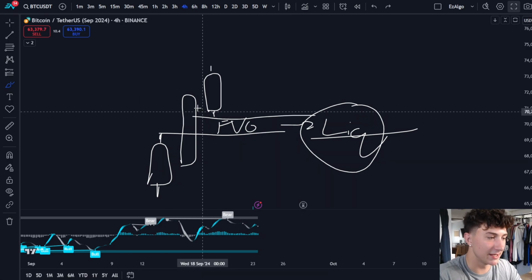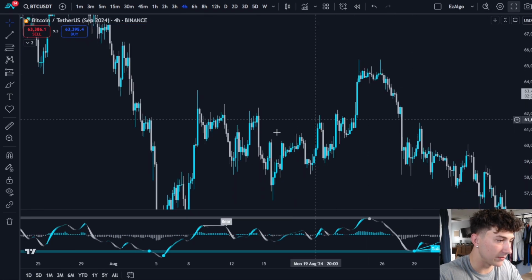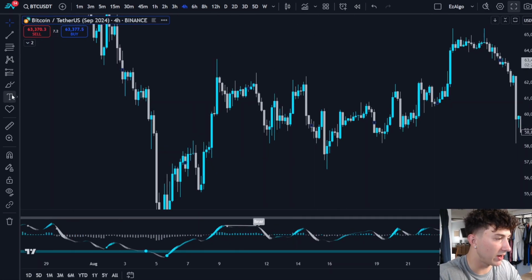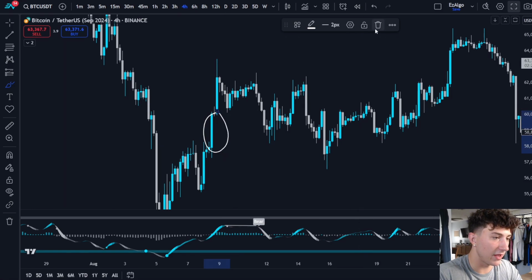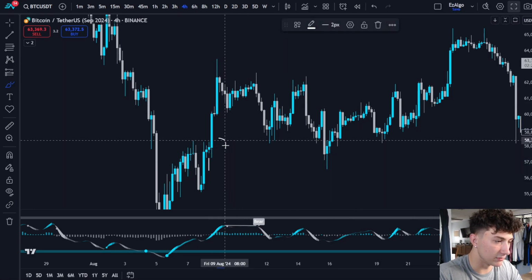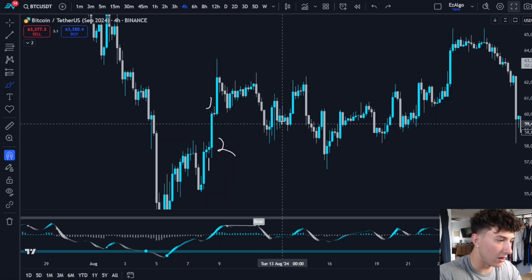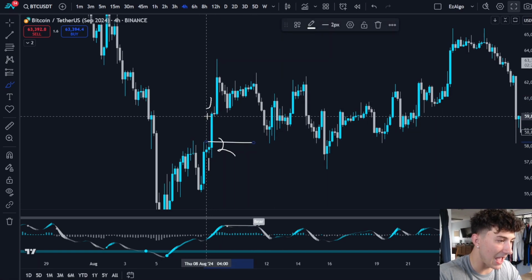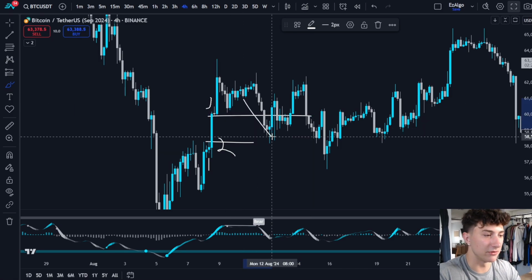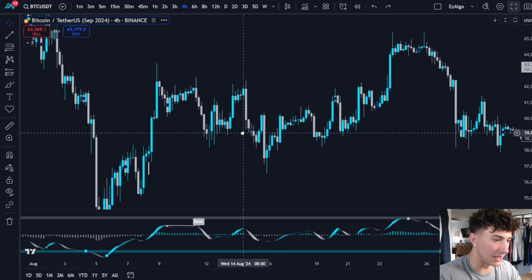But anyway, this is a fair value gap. Let's look at an example. I'm just going to look at some random examples. Right here we see a fair value gap. You can see candle 1, candle 2 with the fair value gap, and candle 3, this little candle right here. You can see we have this gap in price, and price comes down to this level and reacts from it. So that's one example of a fair value gap.